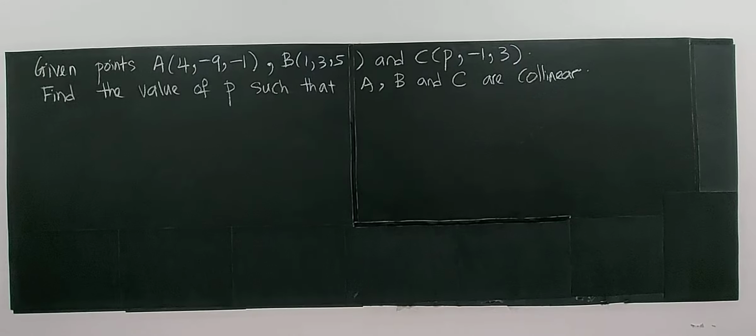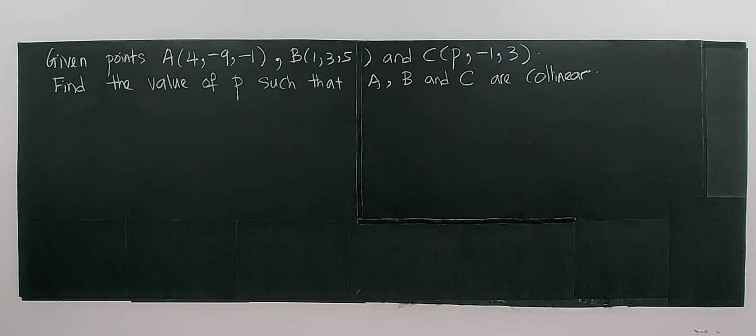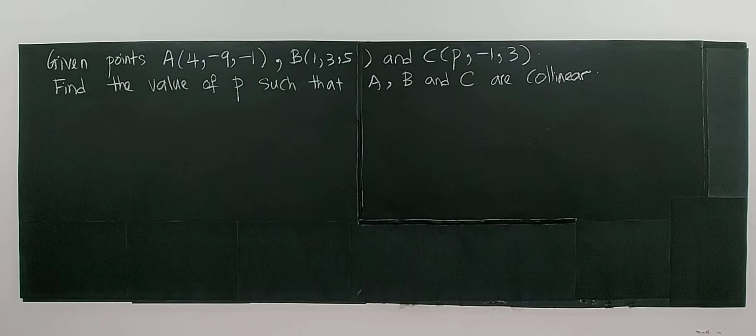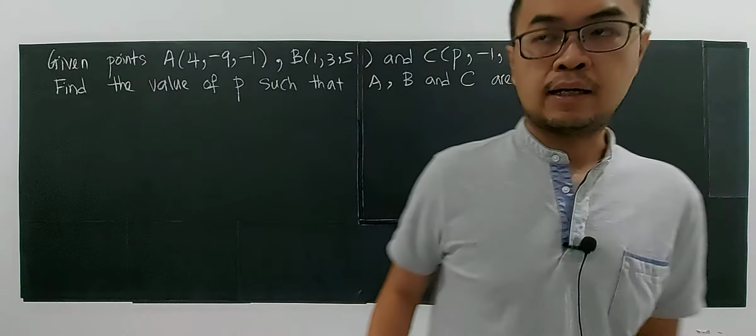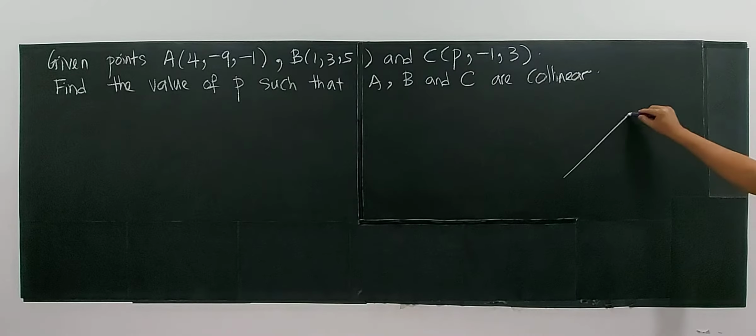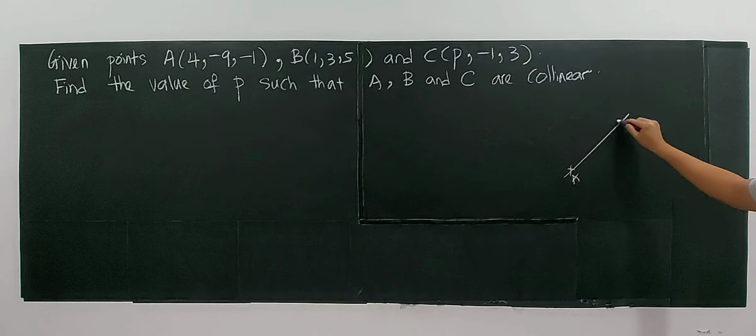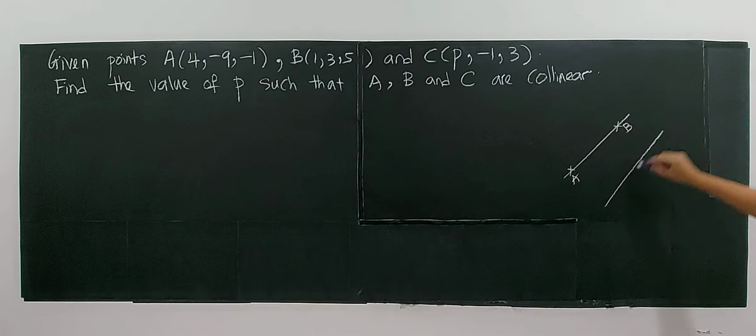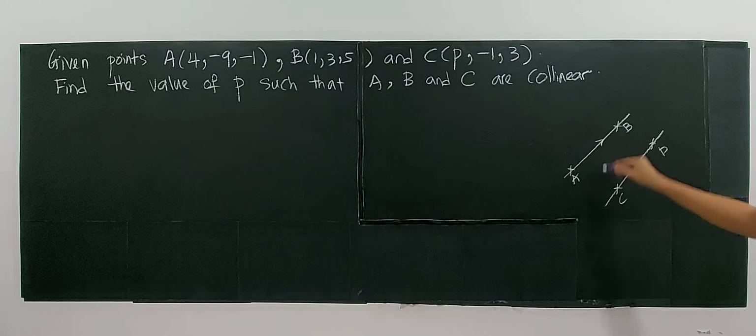Right, okay, let's look at this question. In this question I'm going to explain the concept of collinear. What's the meaning of collinear? Before that, let's say I have points A, B, C and D. They have the same gradient and the same direction.